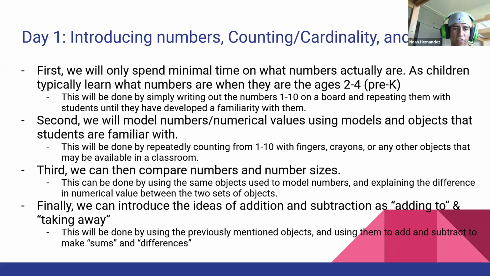Now, this can be done by simply writing out numbers 1 through 10 on a board and repeating them with students until they have developed a familiarity with them, or at least until they're familiar enough to move on to the next step. Now, the next step is that we will model numbers and numerical values using models and objects that students are familiar with. This can be done by repeatedly counting from 1 to 10 with either fingers, crayons, or any other classroom objects that you may have available to you at the time.